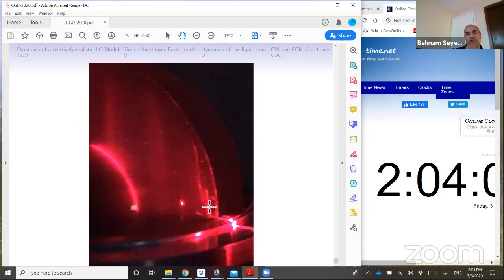This is actually a picture I just wanted to throw in. My students took it in my lab. The frequency here is near zero. You can see the Taylor columns, which are actually associated with the free Chandler wobble because it's a geostrophic mode. So you should be able to see the Taylor columns.